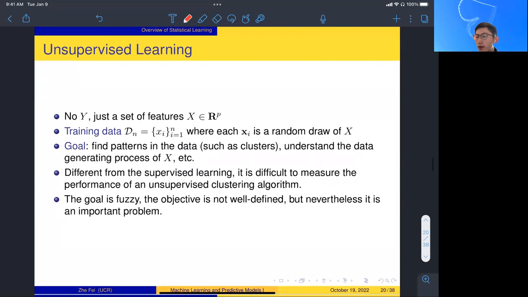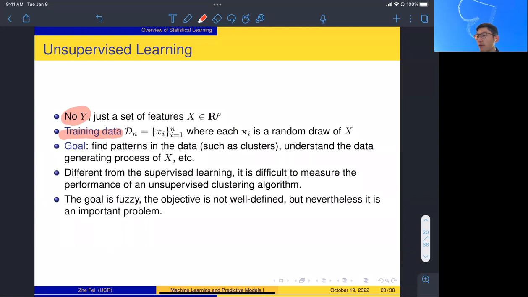Then for unsupervised learning, we have just a set of features, x, and we do not have y. Another notation we want to introduce is the so-called training data. By training data, we mean that we would develop or fit our model on this training data. Here n denotes the sample size of the training data, meaning that we have samples xi, from i equal to 1 to n. So that is the samples we have.